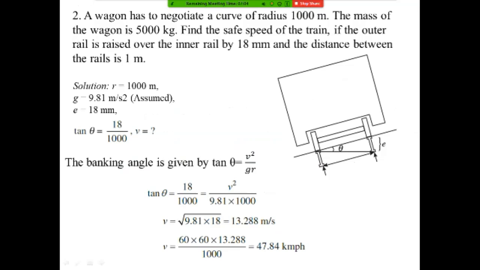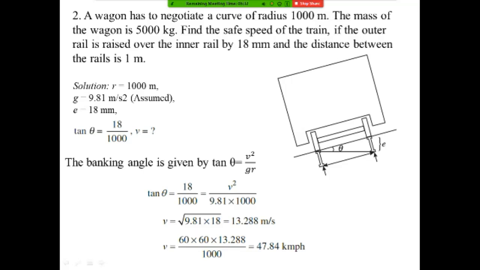Next is also the same thing. A wagon has to negotiate a curve. The curve radius is given, r is 1000 meters. The mass of the wagon is 5000 kg. In this formula, mass does not appear anywhere. Find the safe speed of the train. The speed of the train you have to find, that means V. V is unknown here.